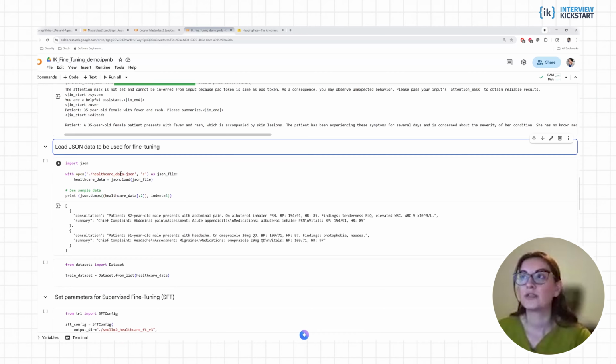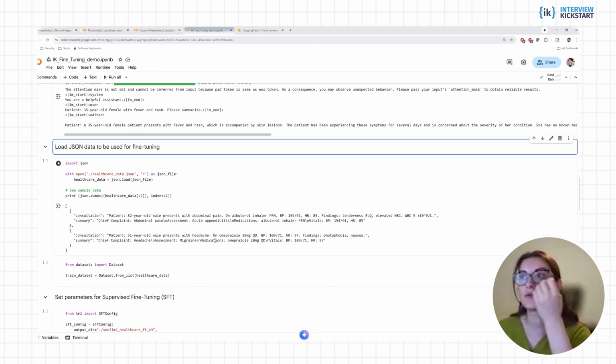Now we want to fine tune it with some information using a JSON file. You can simply upload any sort of extra information that you have. Here I have healthcare data in JSON format, and the format is that it has a consultation and a summary field, and it will talk about the blood pressure, heart rate, etc. So it does have a specific format.